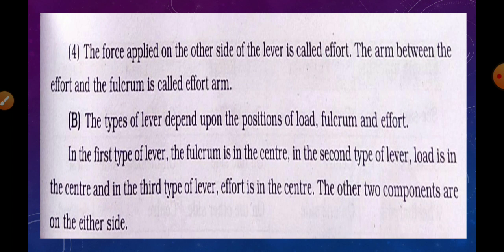Now we are going to see point B. The types of lever depend upon the position of load, fulcrum and effort. In the first type of lever, the fulcrum is in the center. In the second type of lever, the load is in the center. And in the third type of lever, the effort is in the center. The other 2 components are on either side.